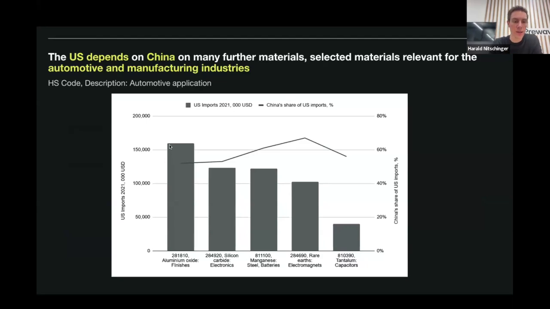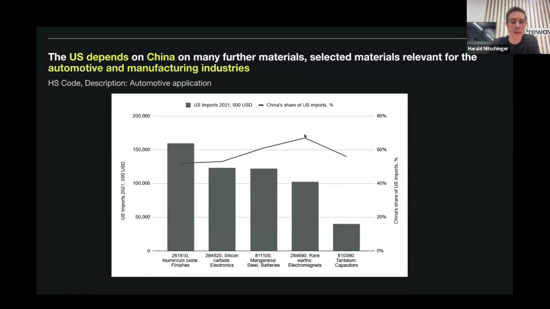You see here, the size of the bar is the value of US imports in million dollars. The line you see here, which is actually more relevant, is the share of US imports from China for that particular material. So for instance, aluminum oxide, which is used for finishes but also for spark plugs, has close to 50% share of imports into the US coming from China.